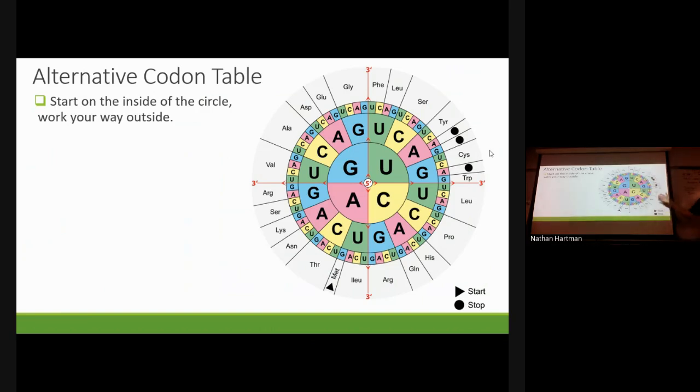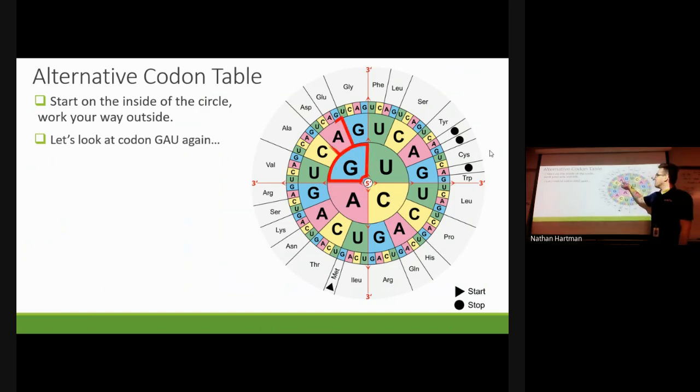I think the circle one is easier because all you do is you start on the inside and go to the outside. So for example, if we're doing GAU again, G is right here, A is right here, U is right here. Once again, we get ASP, aspartic acid.